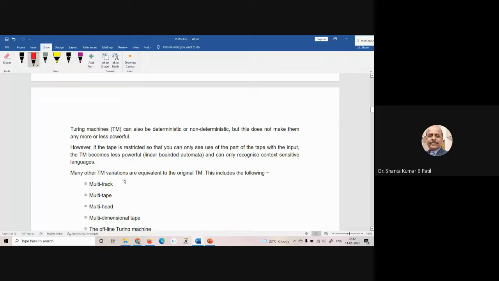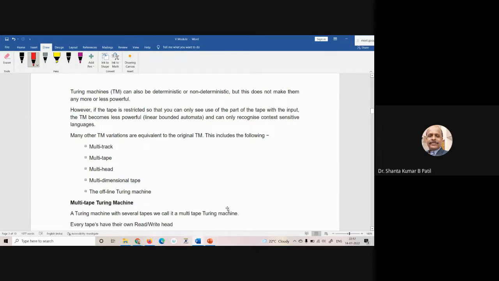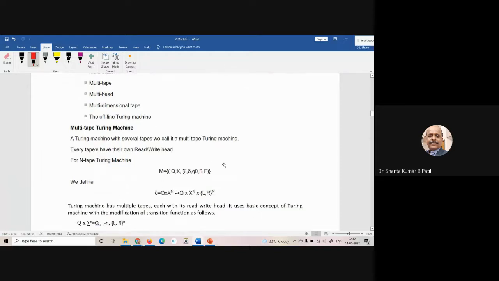There are many other Turing machine variations. A question will be asked: write the variations of the Turing machines. You can write multi-track, multi-tape, multi-head, multi-dimensional tape, and the offline Turing machine. Now we'll see what the multi-tape Turing machine is. It consists of multiple tapes, whereas in the standard Turing machine only one tape was there. It has only one finite controller, and multiple read write heads, which read all the cells of these multiple tapes.